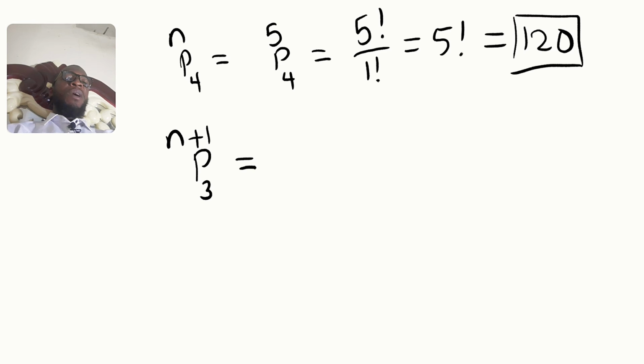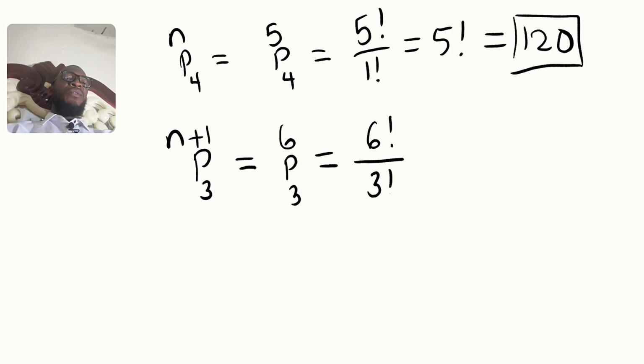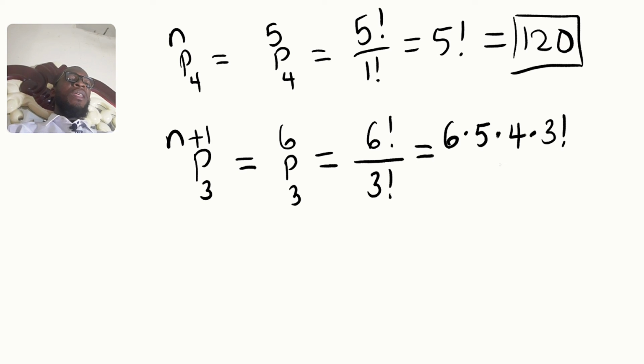Then let us test it in n plus 1 permutation 3. N is 5, remember, plus 1 is 6, so we have 6 permutation 3. This is equal to 6 factorial divided by 6 minus 3, which is 3. We have 3 factorial here. Let me reduce 6 factorial in terms of 3 factorial. This is equal to 6 multiplied by 5 multiplied by 4 multiplied by 3 factorial.